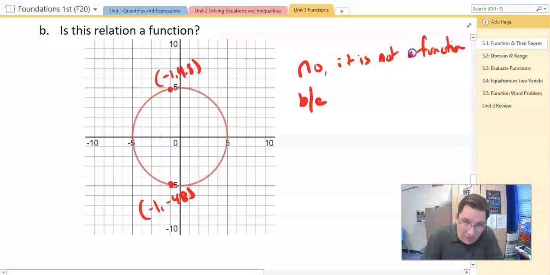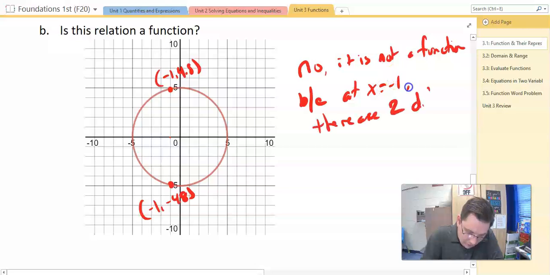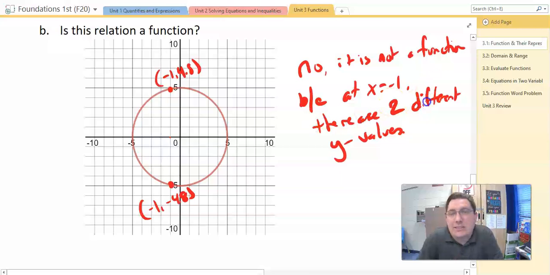That's what B means, because at x equals -1, there are 2 different y values. That's the key. Again, if I can take any x value and see that it has more than one y value, it is not a function.